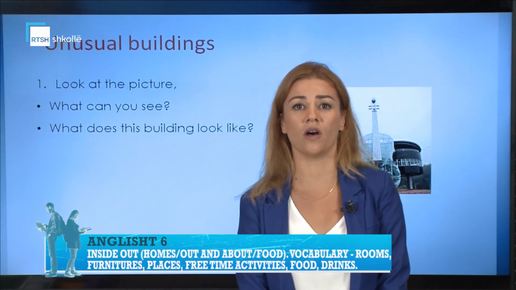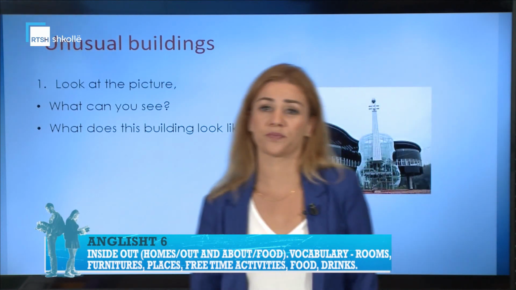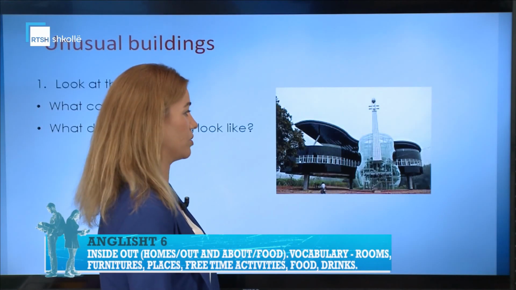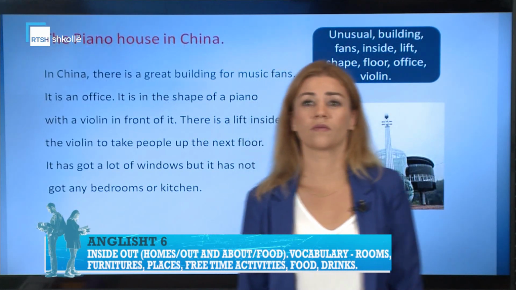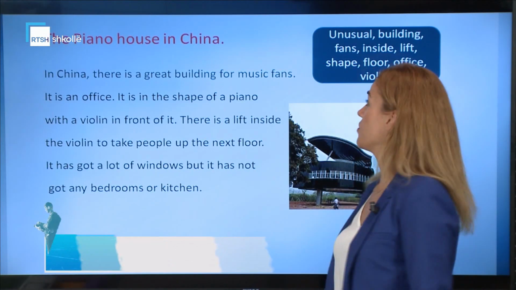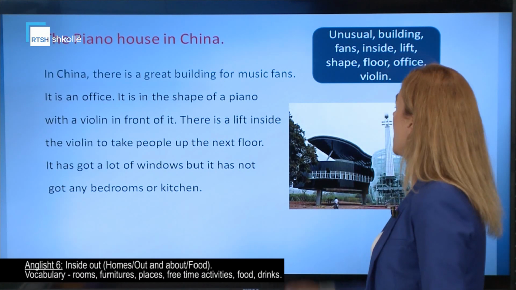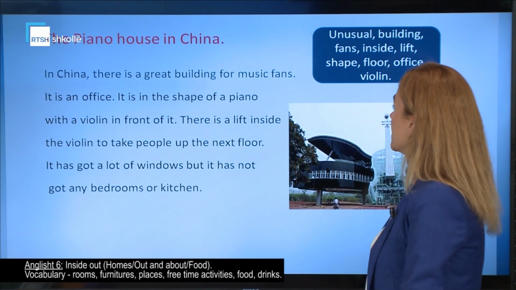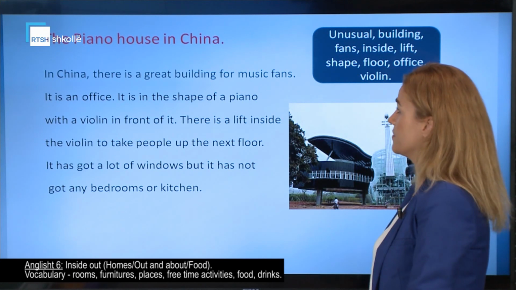It has to do with houses, unusual buildings. Have a look at the picture. What can you see? What does this building look like? It is the piano house in China. Before starting reading, we are going to see the keywords: unusual, building, fence, inside, lift, shape, floor, office and violin.